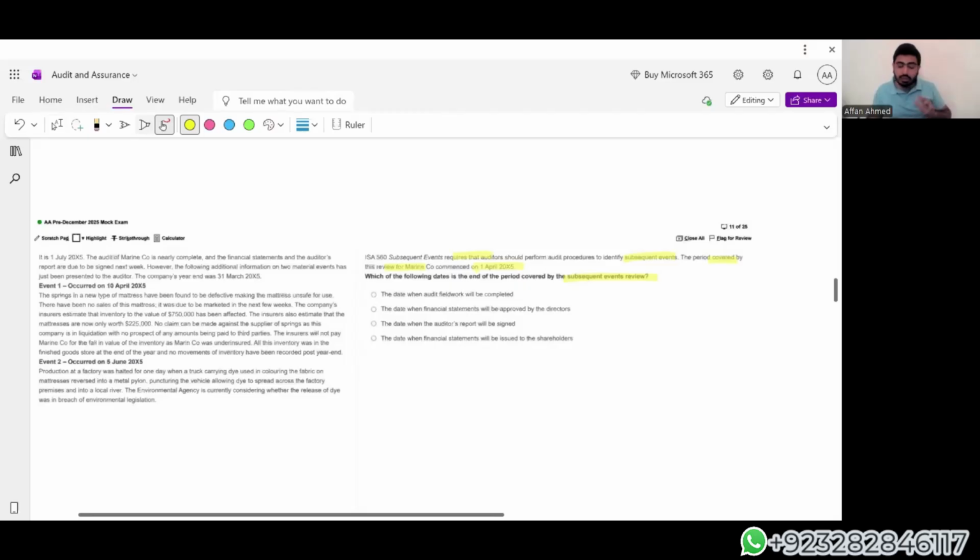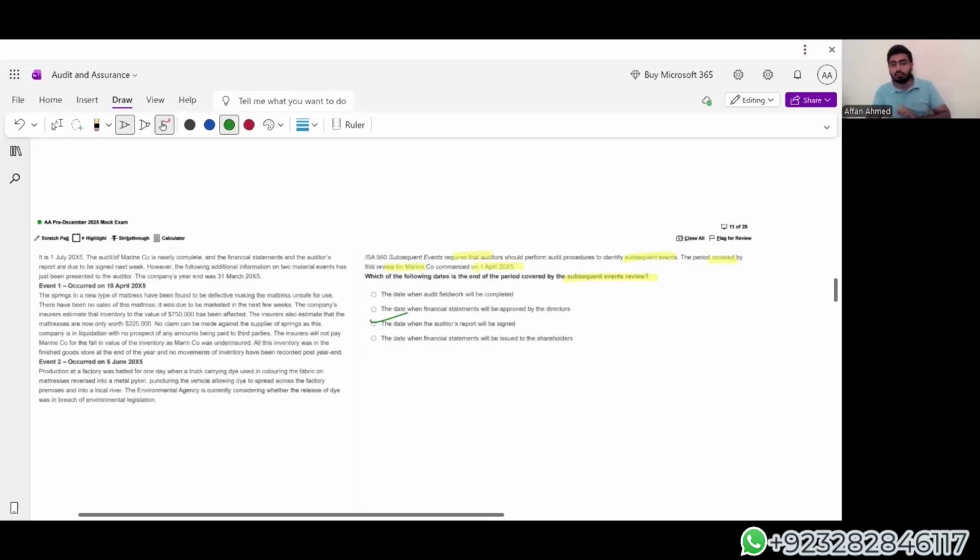So I have not read the case. I don't need to read the case, because this is a completely knowledge based question. So in this scenario, I will just identify the area where the audit report will be signed. So option number 3, I believe, says so. So this is the correct answer.